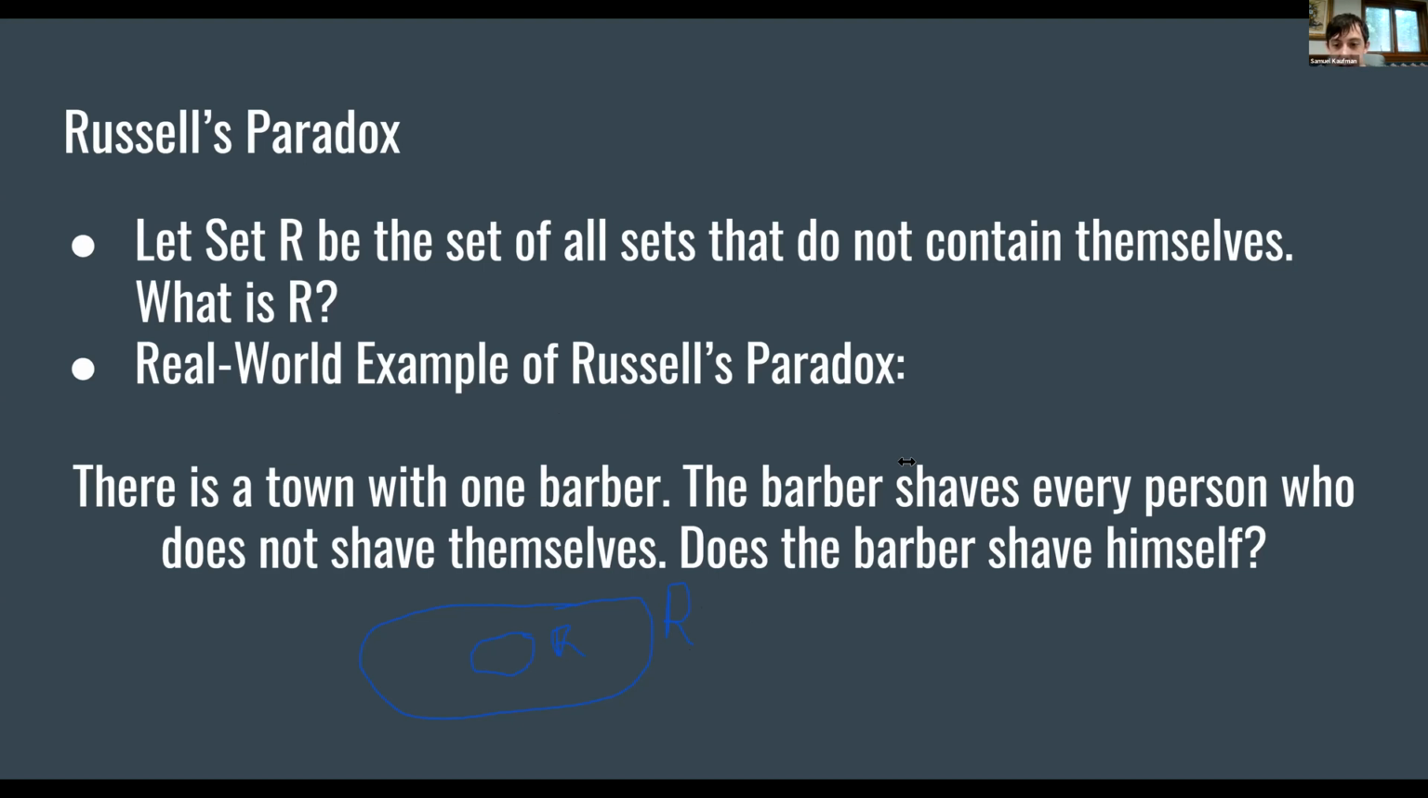Another way you can think about it, a more concrete example, is imagine you have a town with only one barber, and the barber shaves every person in the town who does not shave themselves. Then you have to ask the question, does the barber shave himself? Because if he shaves himself, then he shaves someone who shaves himself, and then he's not shaving only the people who don't shave themselves. But then if he doesn't shave himself, then no one shaves the barber, and then he doesn't shave someone who doesn't shave himself. So it's a thing you have to follow logically, but it's kind of confusing.